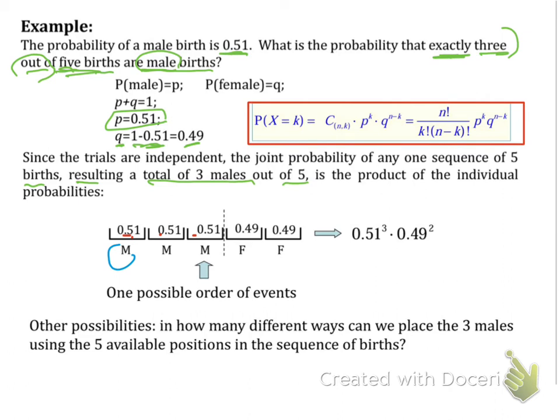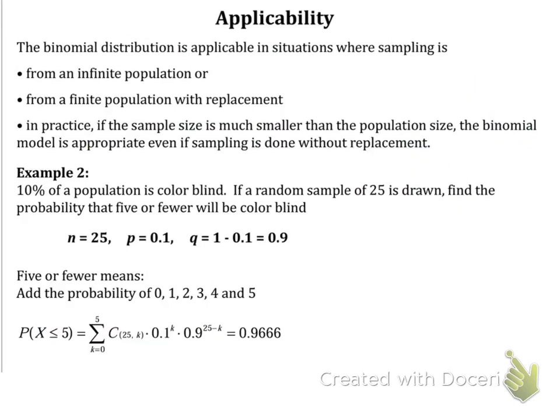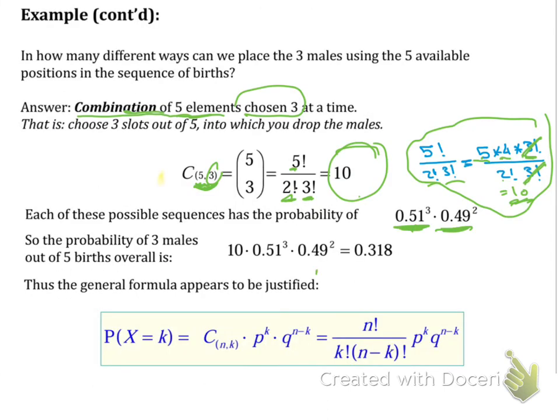So instead of using this law, he split it into 2 parts. The first part, he got p to the power k times q to the power n minus k. This part, okay? Then in the next page, he did the combination and then he multiplied them, okay? So here it will be 10, the combination, and here the probability. So the answer will be 0.318, okay? So this is the probability of 3 males out of 5 persons.